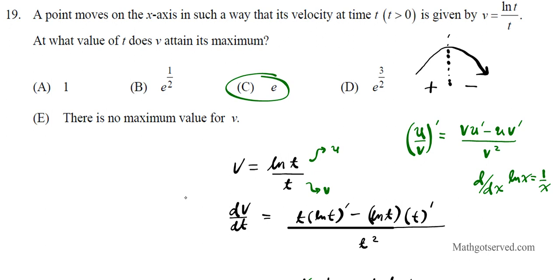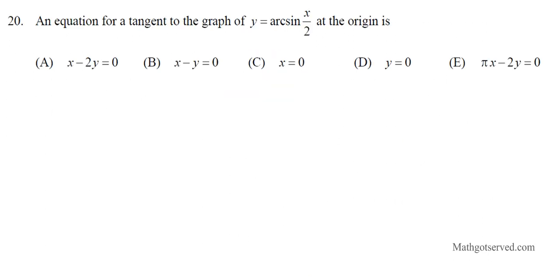All right, let's move along to the last one, question 20. It says an equation of a tangent line to the graph y equals the inverse sine of x over 2 at the origin is. Now, two things you need to know here: the equation of a line in point slope form, and the derivative of the inverse sine function, which is also the arc sine. So let's write those formulas down real quick.